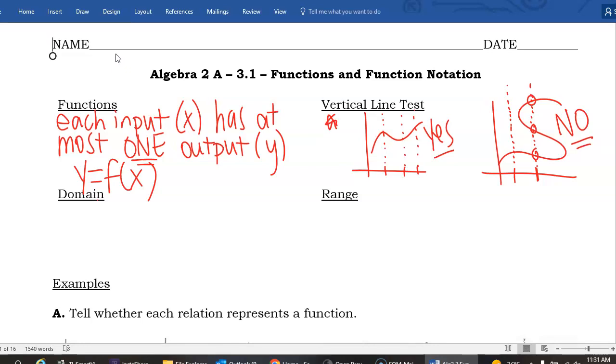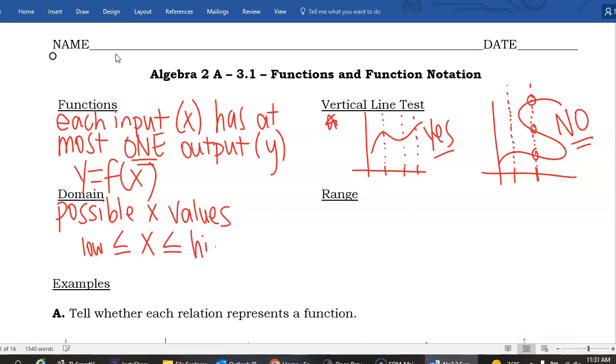Domain is the possible x values. Now, usually this is based on a context. So the lowest possible input value, the highest possible input value, and we're going to represent that as a number less than or equal to x less than or equal to the highest number. Okay, so whatever the lowest x value is to whatever the highest x value is.